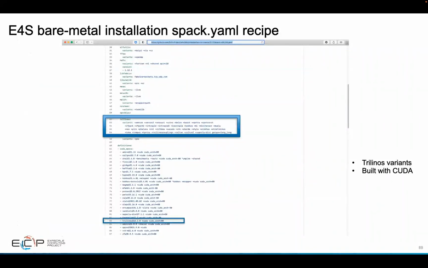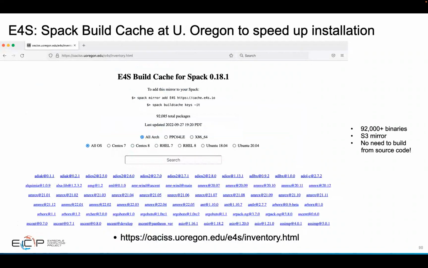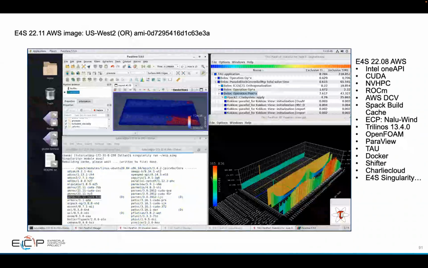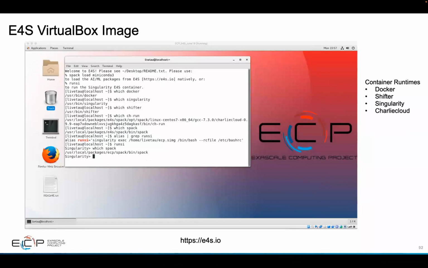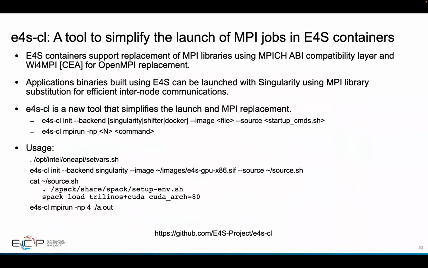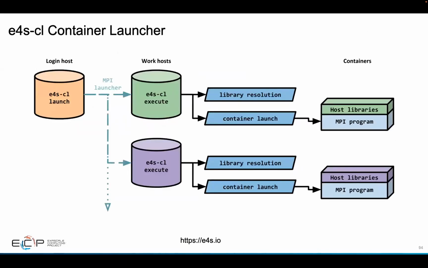And here is how we build Trilinos with different variants. We have a build cache with over 92,000 binaries, which have various combinations of architecture, compiler, and operating system for each of those binaries, as well as images on AWS. If you're coming to the tutorials, you'll likely be using one of these AWS images, which has a host of different packages and gives you a remote desktop environment with TCV. And also we have VirtualBox images and a tool to replace the MPI between the container and the system.